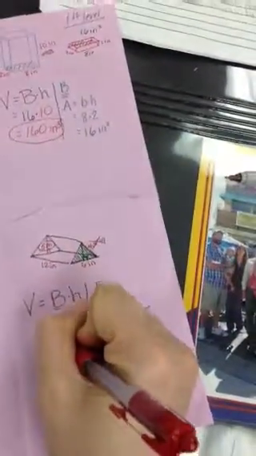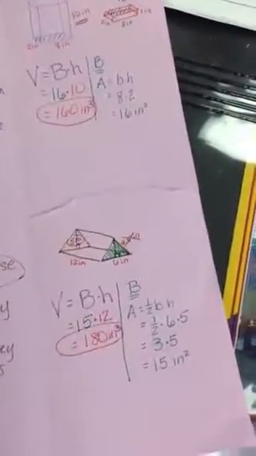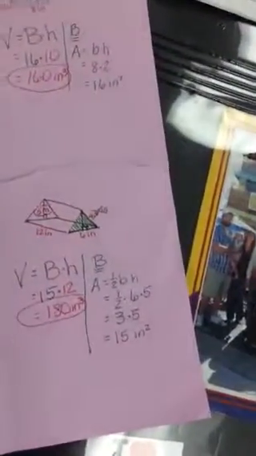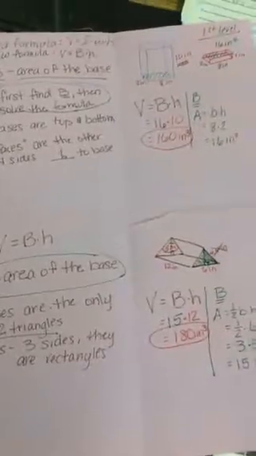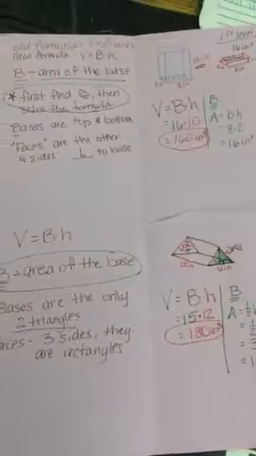So then when we do 15 times 12, we end up getting 180 inches cubed. Remember, we're talking cubes. Alright guys, so I hope that that is a nice little quick review to go over. It's kind of an intro really, not a review, but an intro on the volume of rectangular prisms and triangular prisms.